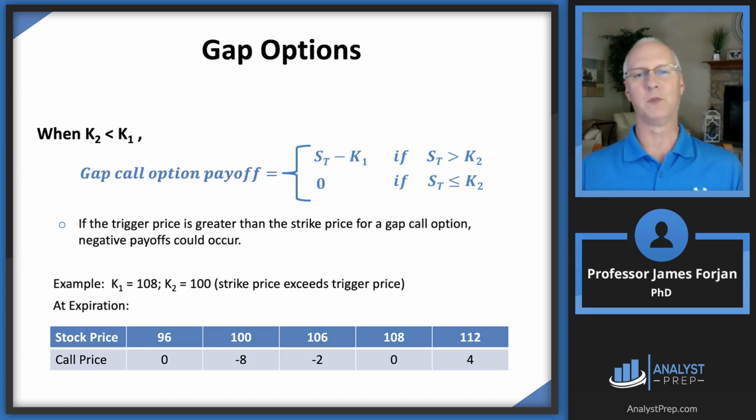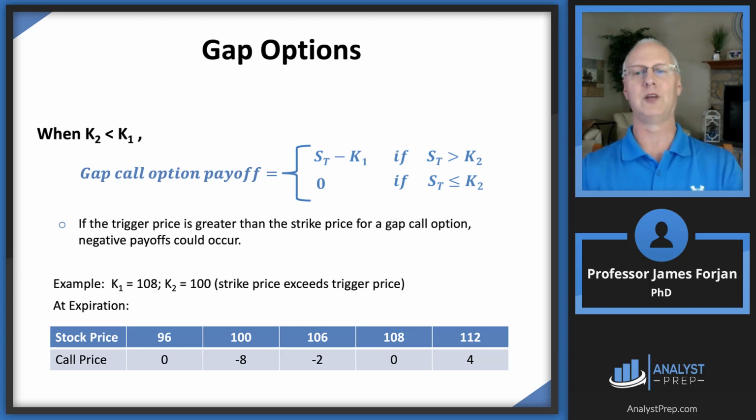Now, here's the really cool part about this one here. Notice across the top, I have possible stock prices at expiration. Some of them are the same as the previous table, but some are a little bit different. Once again, if the stock price at expiration is 96, this is no good, right? This is no good at all.